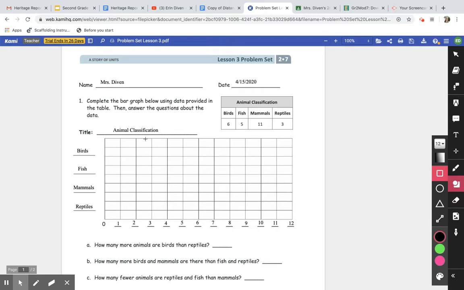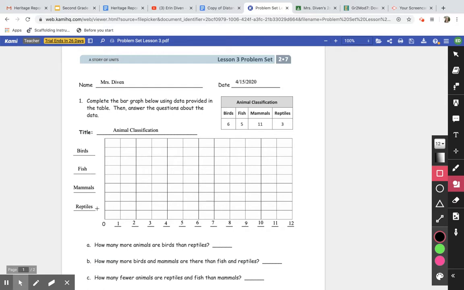So number 1 says complete the bar graph below using data provided in the table. Then answer the questions about the data. So it gives us the data here in this table. And the first thing we are going to do is put our title here. I already typed it in for the sake of this cast for you guys. I also listed the animal classifications here. You on yours can write yours in.